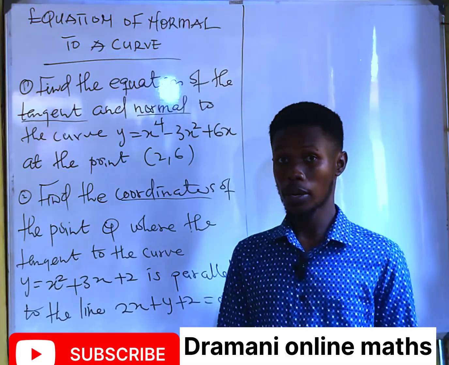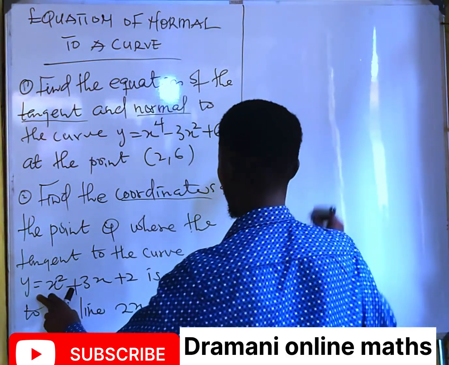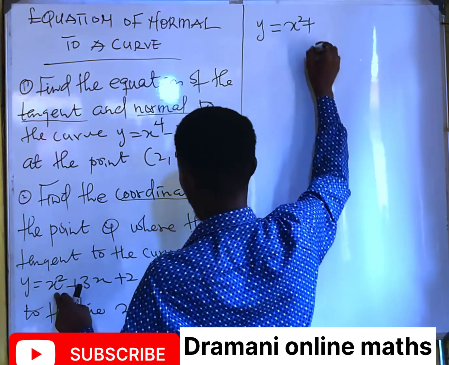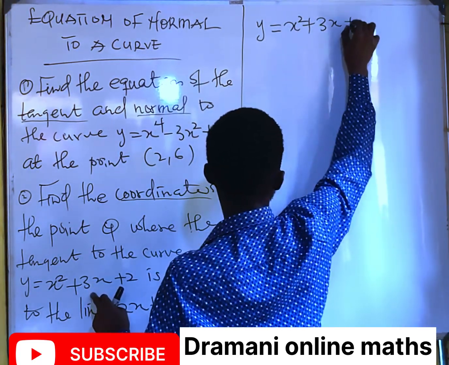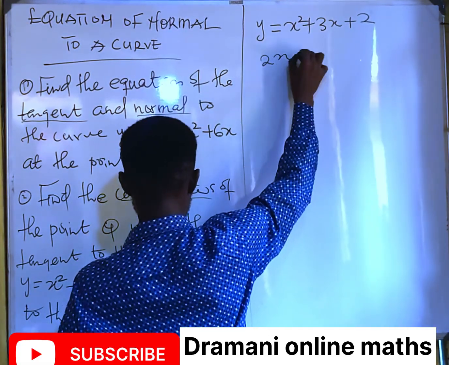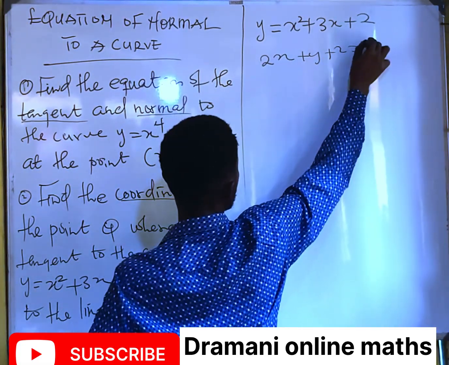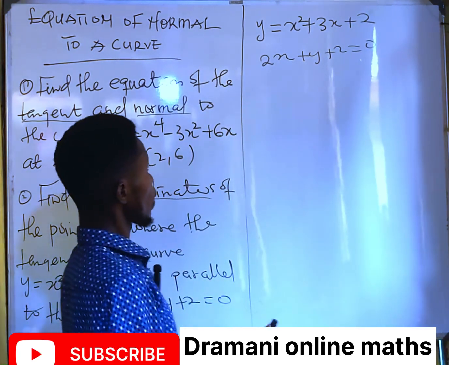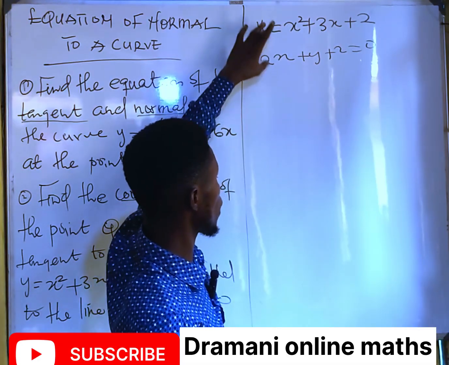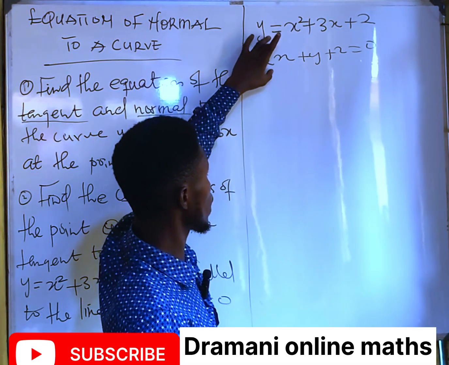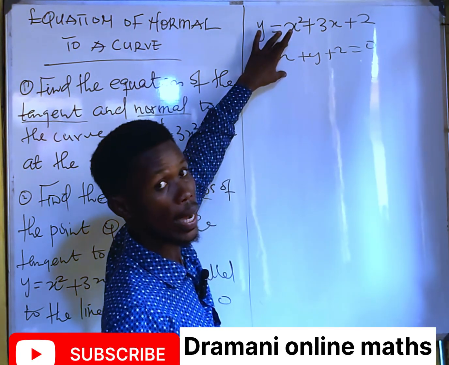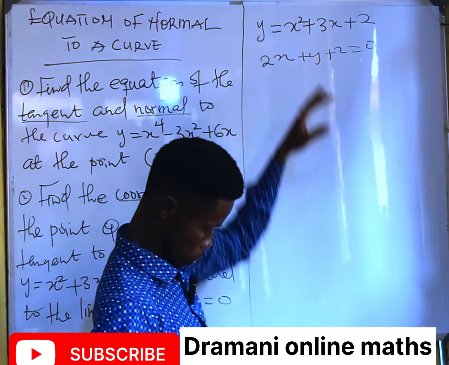So in this case, they are parallel. Here we have y equals x squared plus 3x plus 2, and that curve is parallel to 2x plus y plus 2 equals 0. So you are saying that this curve is parallel to this line. It means that the gradient of this will be the same as this one.